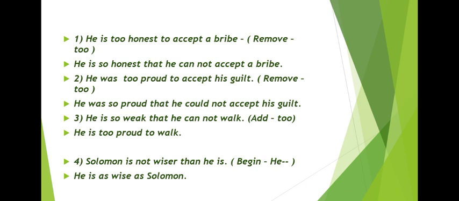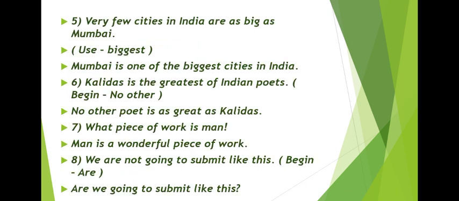Okay, now let's continue. My fifth sentence is: Very few cities in India are as big as Mumbai. You have to use "biggest". It means that few cities are as big as Mumbai. Mumbai is not the biggest city. So how to write? Mumbai is one of the biggest cities in India. Before "est", you have to use the word "the". It's superlative form.